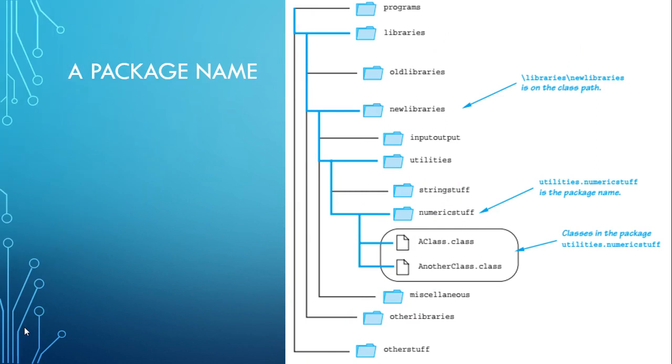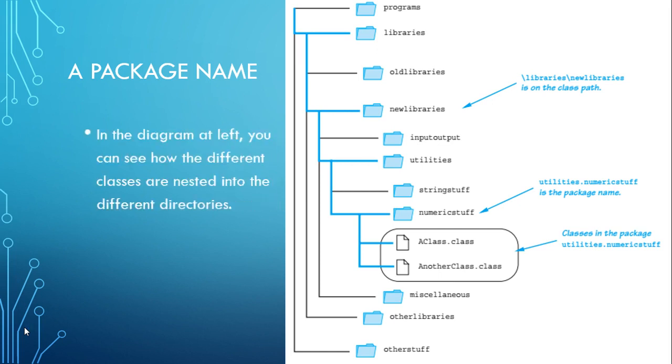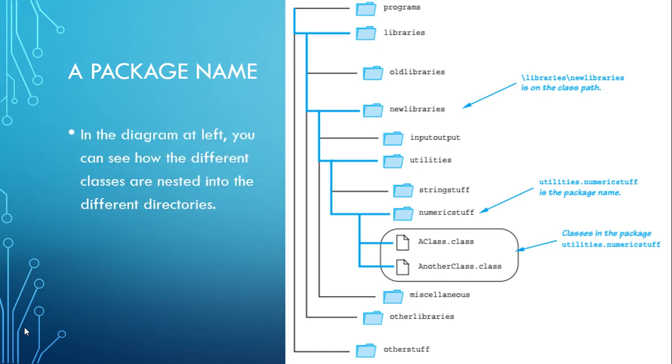So here's a quick diagram showing a package name, and this would be something kind of familiar, like if we're working with Eclipse, we can see stuff like this happen as well. In the diagram, you can see how the different classes are nested into different subdirectories or directories. So for example, earlier we had talked about, here's our programs folder, and here we have our new libraries, and inside of new libraries, you can see we have our subfolder utilities, and inside of utilities, there are two folders, string stuff and numeric stuff. And since we're going to use numeric stuff, we want to use that one. It has two classes called AClass and AnotherClass.